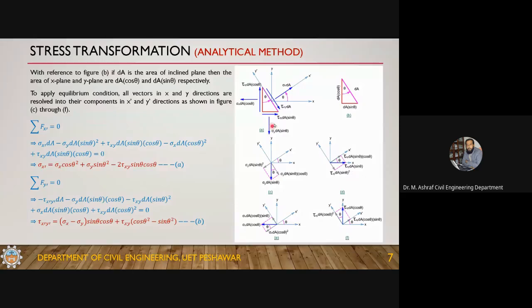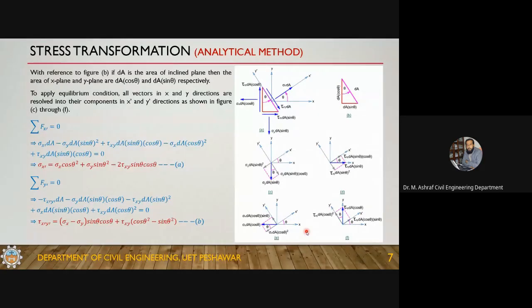And similarly, resolve this force into its components, one along x prime and the other along y prime, and similarly resolve this force into its components. These gray ones are the rectangular components of these forces. So I'll resolve these forces into their rectangular components along the x prime and y prime directions. Now I'm applying equilibrium. Since there are forces, I can apply the equilibrium condition.